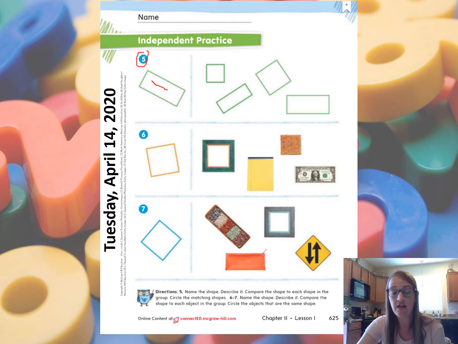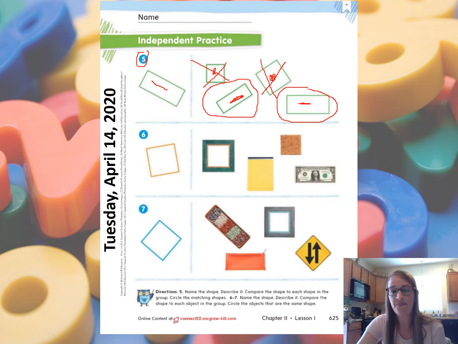Up here at number 5, we're going to name the shape. This is a rectangle. A rectangle, remember, has 2 short sides and 2 long sides and has 4 vertices. Let's look for other shapes that are in the shape of the rectangle. Is this a rectangle? Nope, it's a square. You can X it out or just leave it blank. How about this shape? Is this a rectangle? Yep, it is. Give it a circle. How about this? Is this the shape of a rectangle? Nope, it's a square. How about this one right here? Is this a rectangle? Yep, give it a circle.